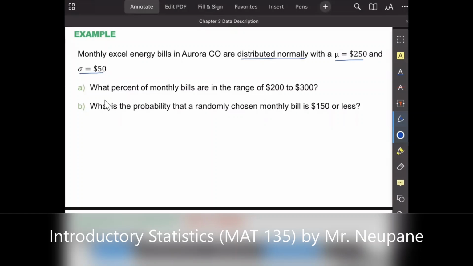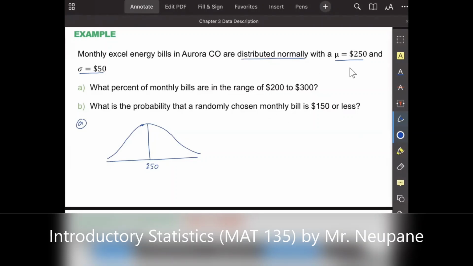Now there are two questions there. The first one is, what percent of monthly bills are in the range from 200 to 300? So for part A, I'm going to draw the normal distribution. Please draw that along with me, because this is for normal distribution. Just sketch the normal distribution with the mean, which is 250, in the middle. And you have the standard deviation of 50.